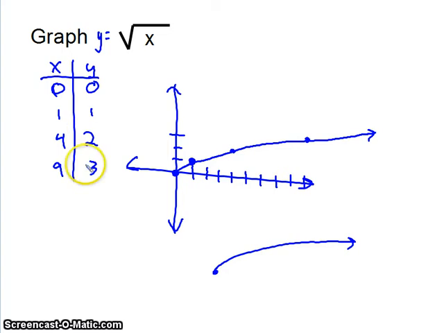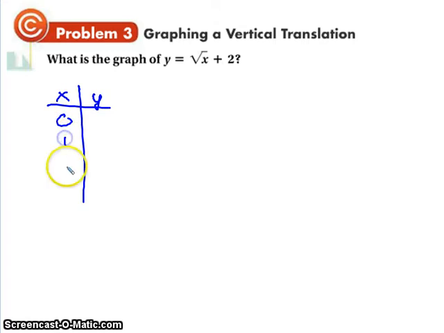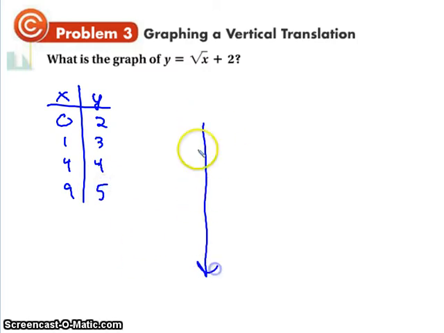Okay? So table, graph. Now, it is possible to move it up or down. Going back to the table that we had just made, I picked 0, 1, 4, and 9. Now I get 0 plus 2, so this is added 2. I get 1 plus 2, that's 3. I get 2 plus 2, I get 4. And I get 3 plus 2, and I get 5. So all this is going to do is shift it up.